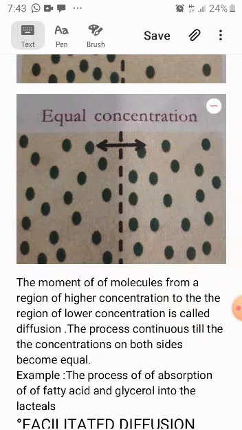Example, the process of absorption of fatty acid and glycerol into the lacteals. These fatty acid and glycerol are the simplest form of fat. These simplest nutrients are absorbed into the lacteals. This absorption is an example of simple diffusion.